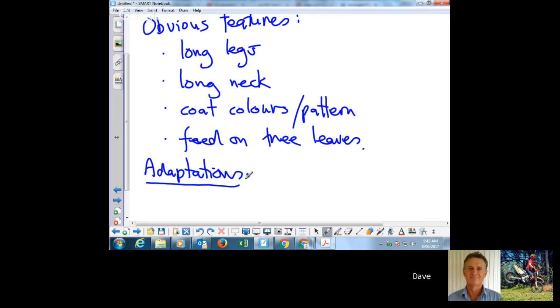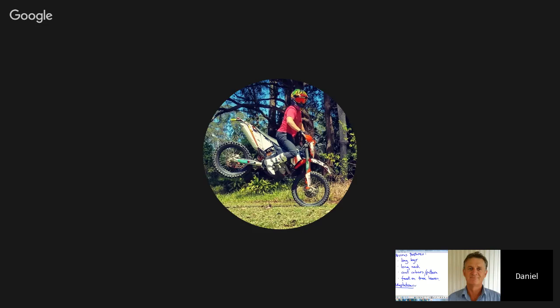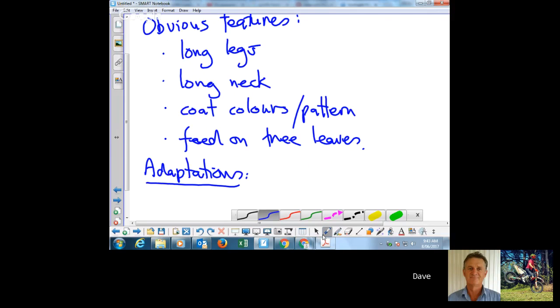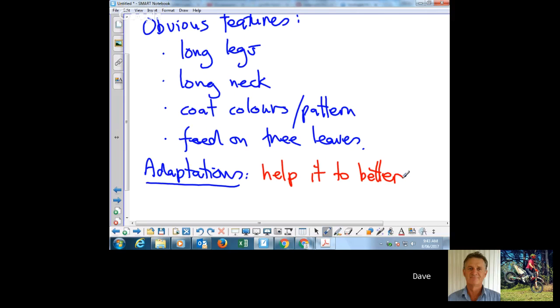So what's the difference, but how do we define when a feature is an adaptation? What's the feature got to be doing for the organism? Help it survive. Help it eat. Yep. Okay. So the words we used was help it to better survive in its environment.